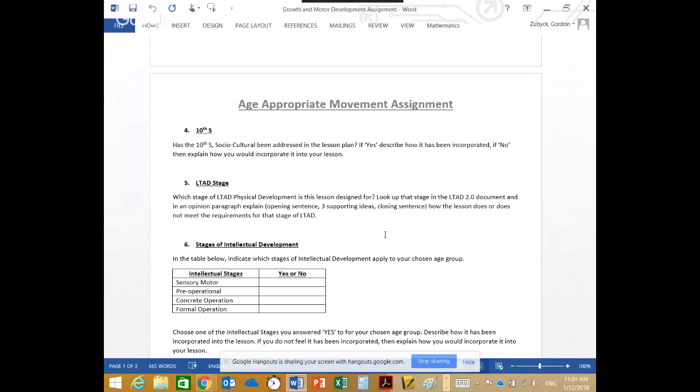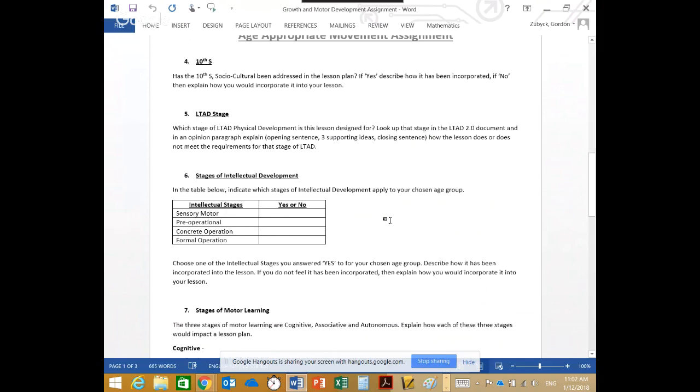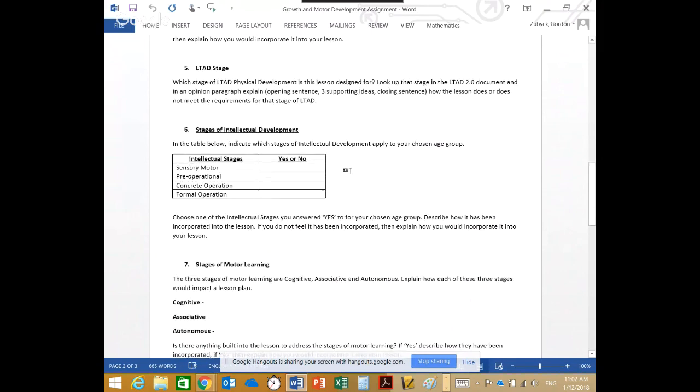You can use that to then refer back in terms of your supporting ideas to state whether it does or does not meet the requirements for that stage. Intellectual development, number 6. So you're looking at these 4 intellectual stages. You're indicating yes or no whether they exist. You're then going to choose one of the intellectual stages that you answered yes to for your chosen age group and describe how it was incorporated into the lesson.